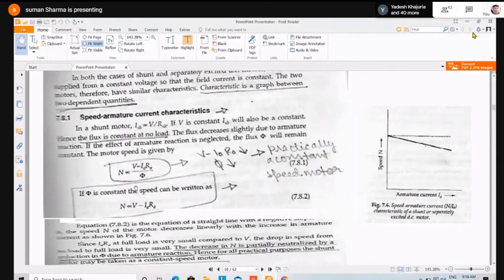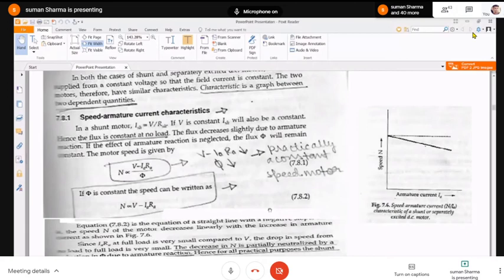Whether it is clear? Aryan? Rajneesh? It is clear?